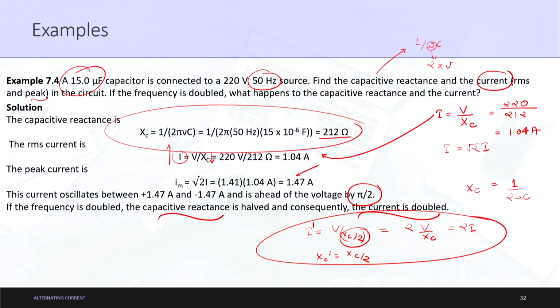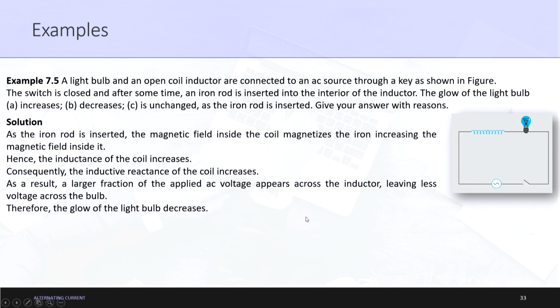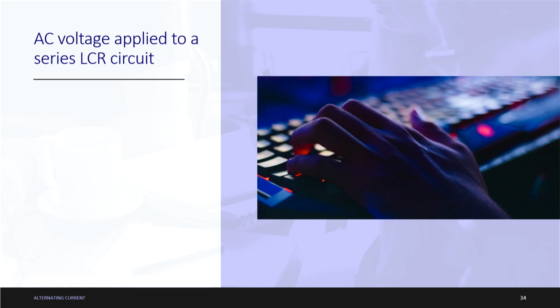Let me stop it here only. In the next class, I will explain this last question and then we can move on to the new concept, that is AC voltage applied to a series LCR circuit.